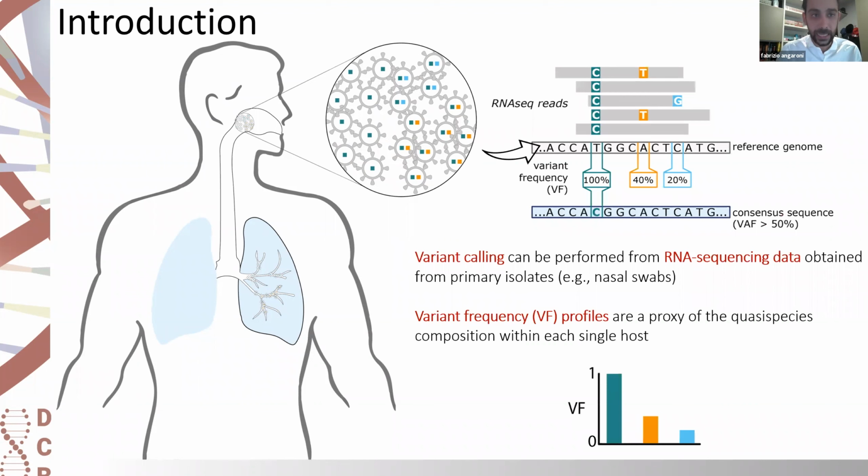How can we study these quasi-species inside the host? They can be studied via RNA sequencing experiments. We have this population of virus, we sample it, and then we do a sequencing experiment, so we have our RNA reads. Then, aligning our reads with a reference genome, we can measure the number of mutations. For example, in this position, all the reads bear a C mutation. Instead, in this position, only two reads have a T mutation with respect to the reference.